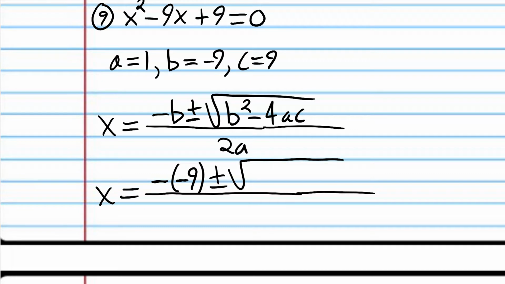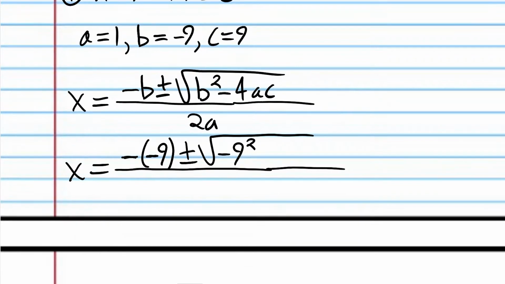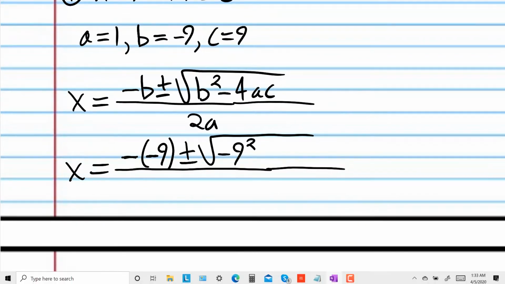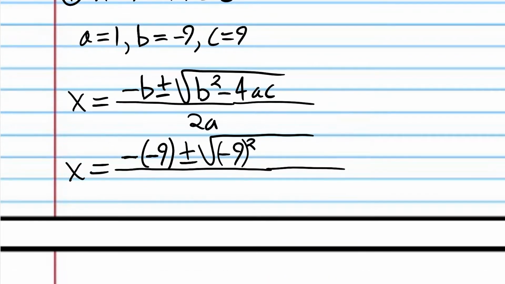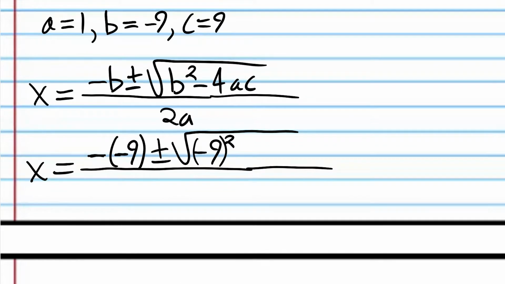And then we have b squared. Now, a lot of students, because b is negative, will write negative 9 squared like that. That is incorrect. Okay, that is not the correct expression. You need to put parentheses around the negative 9.